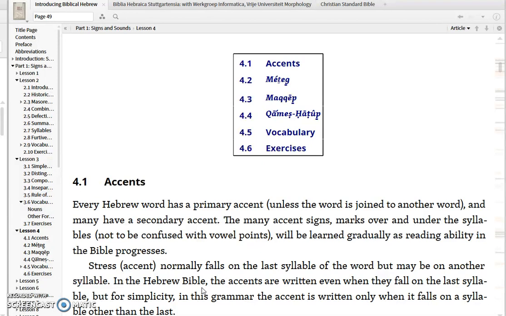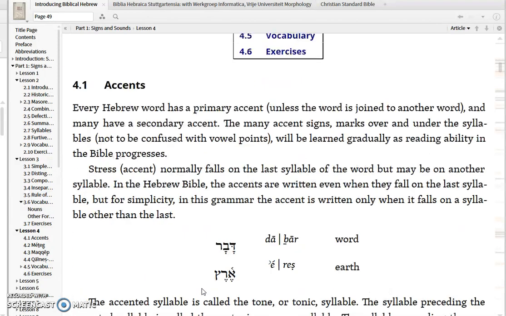And there are all kinds of different shapes that the accents take in the Hebrew Bible. We will mention them little by little as we look at biblical texts, rather than trying to introduce them all at once. But for our purposes, first of all, an observation. Most of the time, the accent will occur on the last syllable of a word in Hebrew.